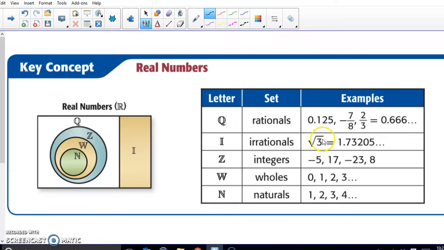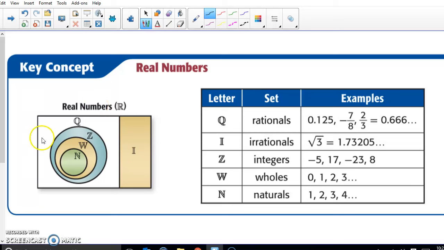So irrational numbers would be square root of 3, square root of 2, pi, those numbers that are ongoing forever decimals. Integers are your positive and negative whole numbers. Whole numbers are your 0, 1, 2, 3, so they have positive value, and then your natural numbers are your counting numbers, so 1, 2, 3, 4, and so on from there.